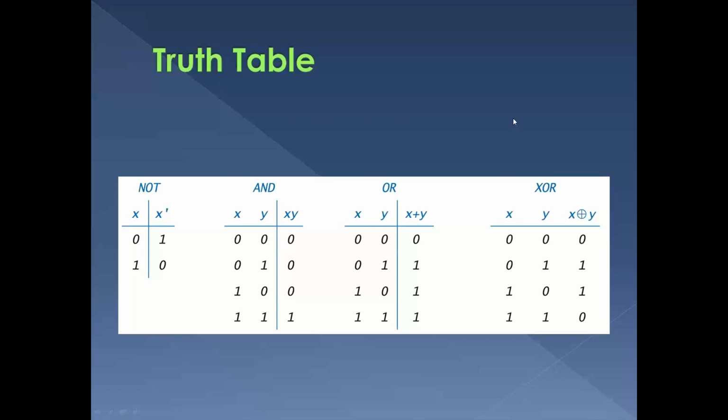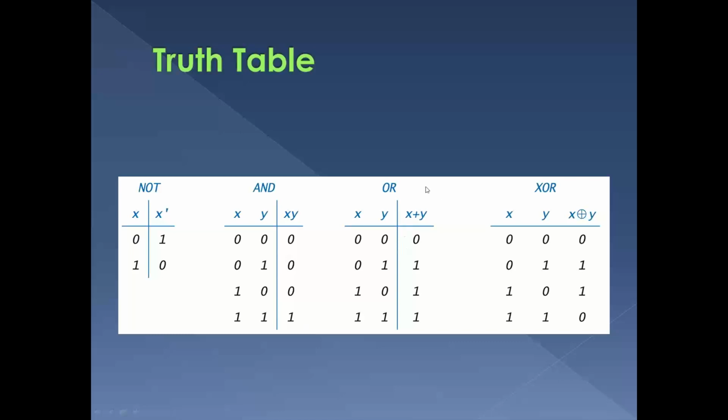Truth tables. If you haven't seen these before, you probably should be familiar with them. Here's the truth table for a not. If we have x, and we have a 0 and a 1, not x is basically just the opposite. That's pretty simple. In the and, if we have a 0 and a 0, and we and them, it becomes a 0. If we have a 0 and a 1, it's a 0. If we have a 1 and a 0, it's a 0. And if it's 1 and a 1, it's equal to 1.